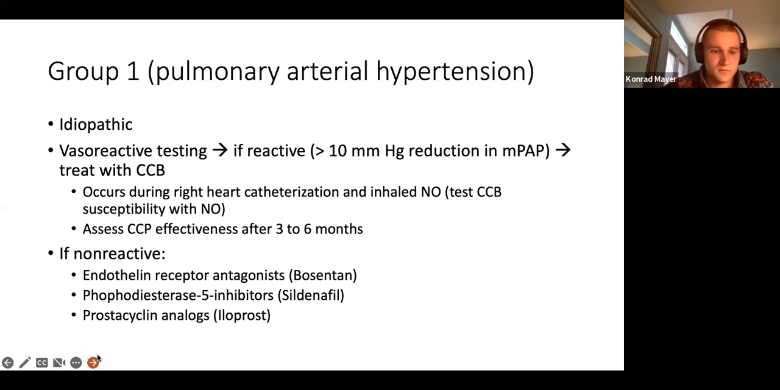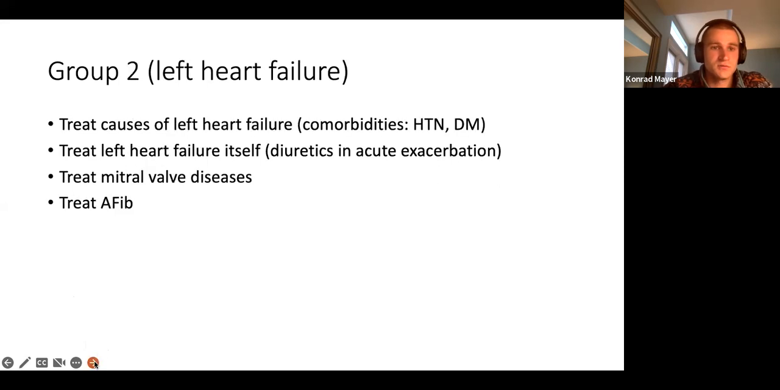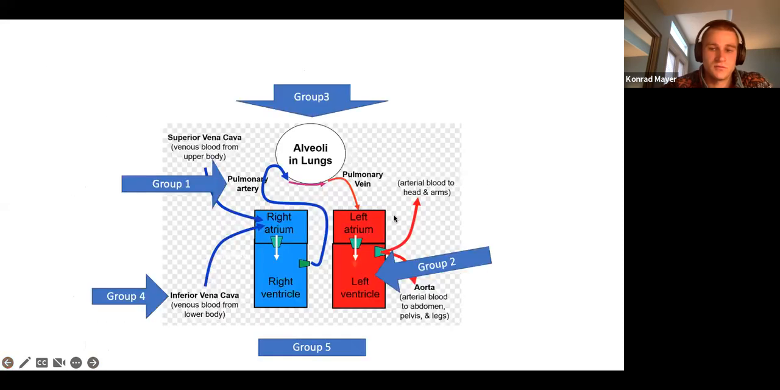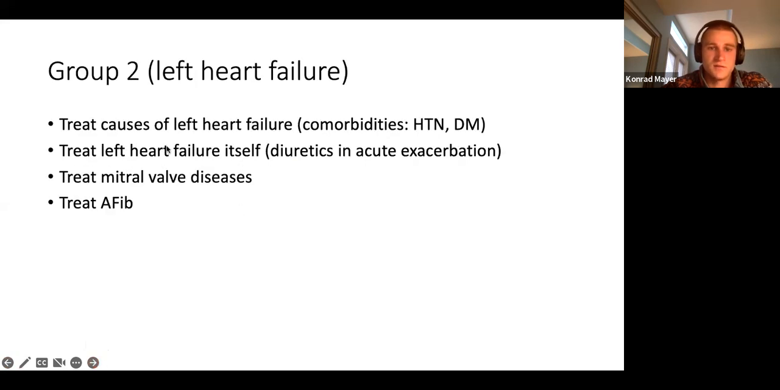Okay, so moving on to group 2. Group 2 was the left heart failure. We just talked about group 1, now we're talking about group 2. So there's a problem with the left heart. Very commonly, these problems are just systemic hypertension, which leads to remodeling of the left ventricle, which can then lead to left heart failure.